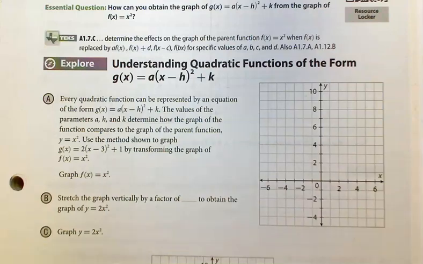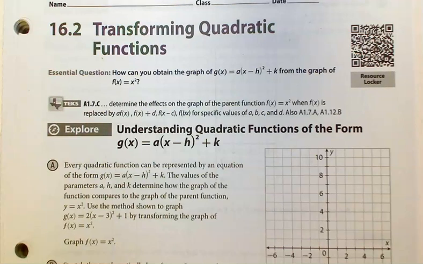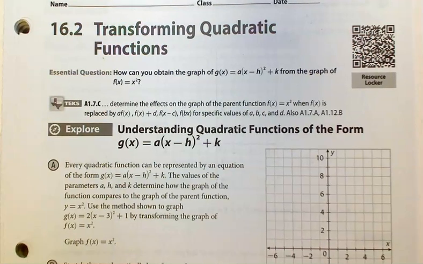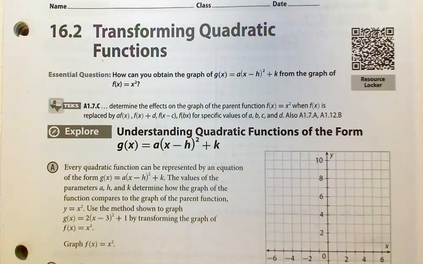All right, I am now on page 785, and we're actually going to take a quick look at Module 16, Lesson 2, which is all about transforming quadratic functions. We've actually done this with linear functions, where you translate it up, or make it steeper by changing the slope, or translate it from side to side. So you've done this before, but the format's going to look a little different, obviously, because it's a quadratic equation rather than a linear equation.